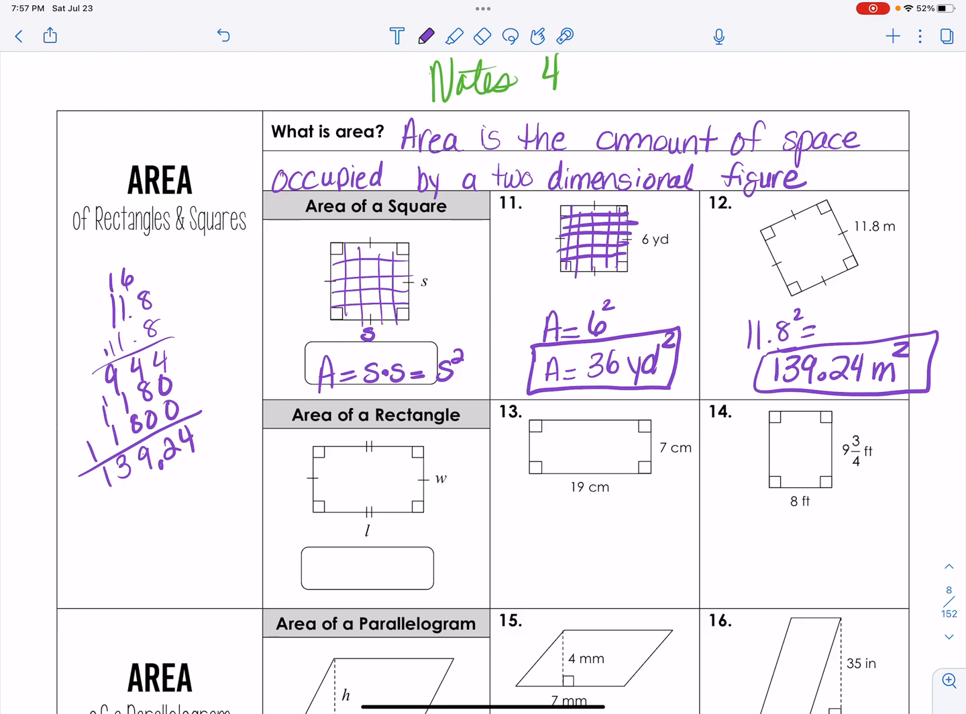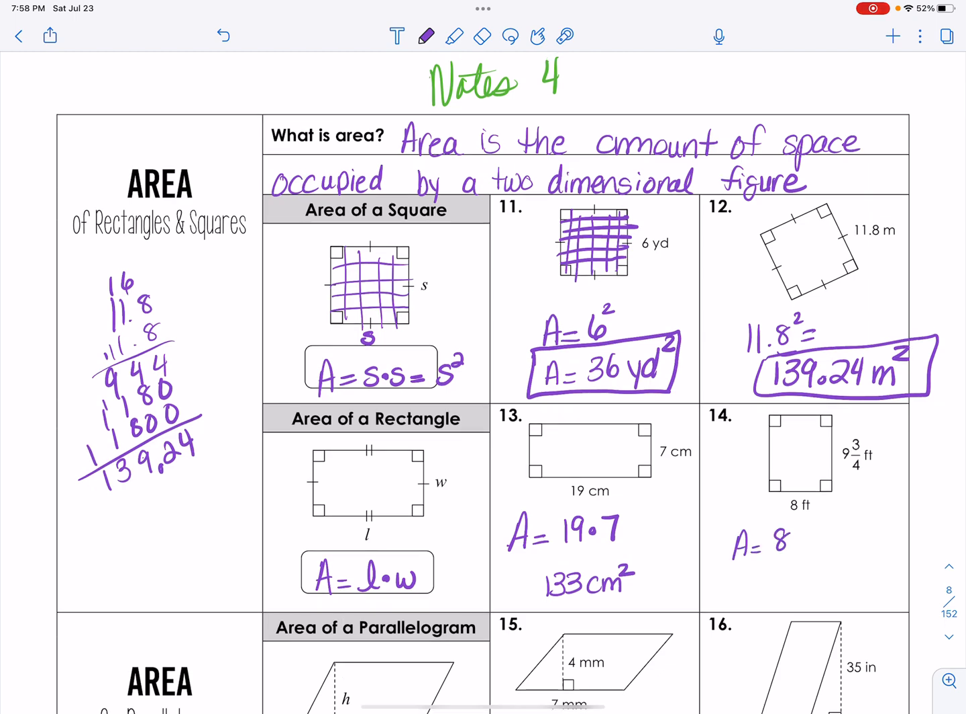The area of a rectangle is you're going to take the length times the width. So on the area of this rectangle, you're going to take 19 times 7. And you can use the pink sheet. Go to the 19 row, go over 7, and that's 133 centimeters squared. On this one, the area is 8 times 9 3/4. So that's 39 fourths, right? So I would multiply across. This 4 goes into here. And so that is 78 feet squared.